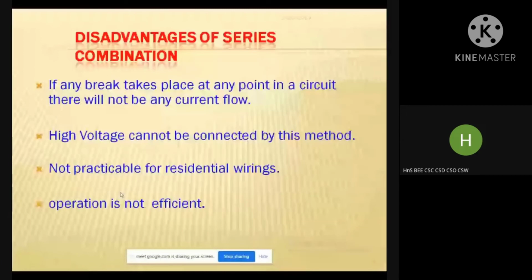If any break takes place at any one point, a break is nothing but what is called an open circuit. If any open circuit takes place at any point in the circuit, in the previous circuit, there will not be any current flow. That is a main important point.